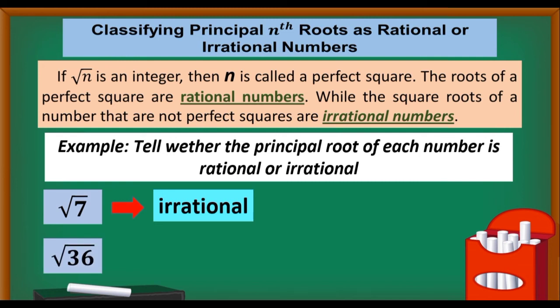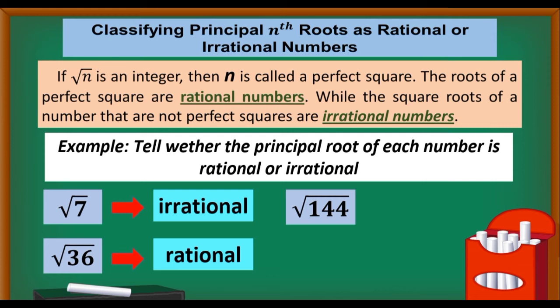How about the square root of 36? Ano nga ba ang square root ng 36? Di ba 6? And that is a rational number. Ganun po siya kadali. Pwede nyo ring i-check gamit ang inyong mga calculator. Kapag ang nakuha nyo ay whole number, that is a rational number. Kapag naman hindi whole number ang nakuha, that is irrational.